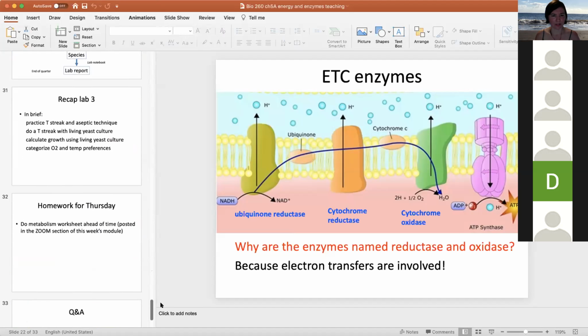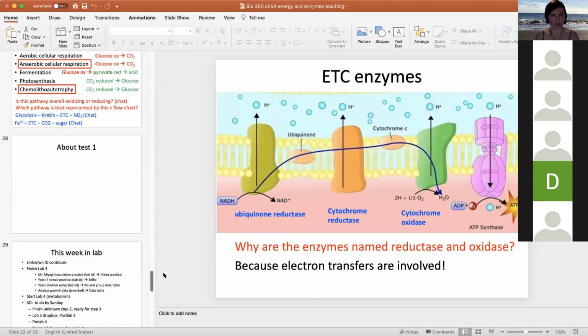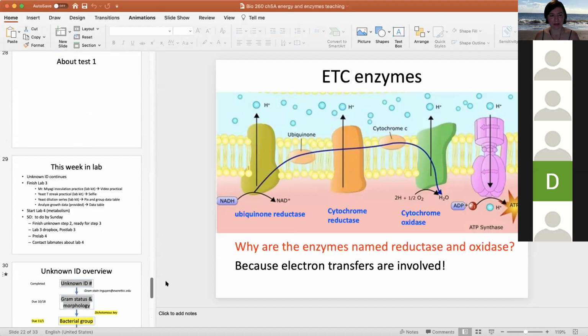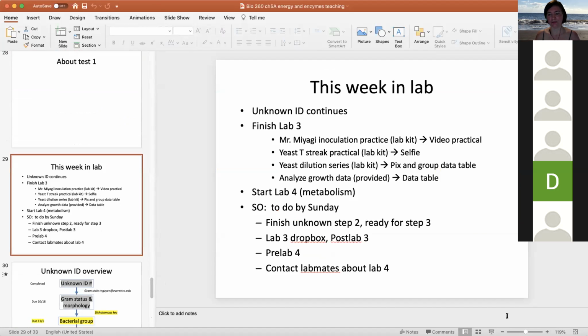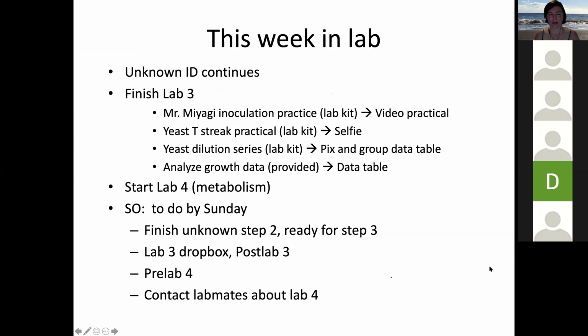So I'm just going to scooch ahead to the thing I wanted to tell you. I'm going to talk about test 1 on Thursday when I have a little more time. And I just wanted to make sure that everyone is on the same page about what they need to do for lab this week. So you need to continue your unknown ID process, finish lab 3, which involves making some videos, taking a selfie, taking more pictures of your dilution series, making a data table, and analyzing some growth pictures that are provided. And you want to get started on the lab 4 prep.